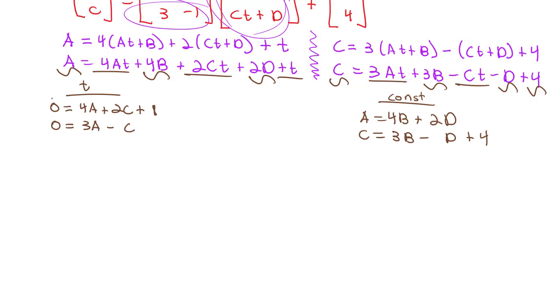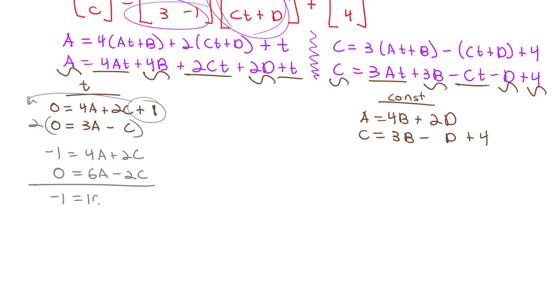For the first equation, I'm going to move the 1 over to the left. And I'm also going to multiply the second equation by 2 to get opposites in front of c. When I do that, I get negative 1 equals 4a plus 2c. And 0 times 2 is 0, equals 6a minus 2c. So I have negative 1 equals 10a. Divide both sides by 10, and a equals negative 1/10.